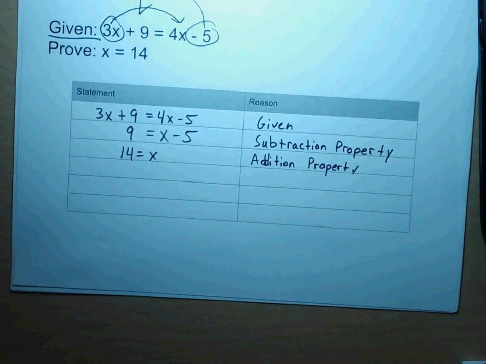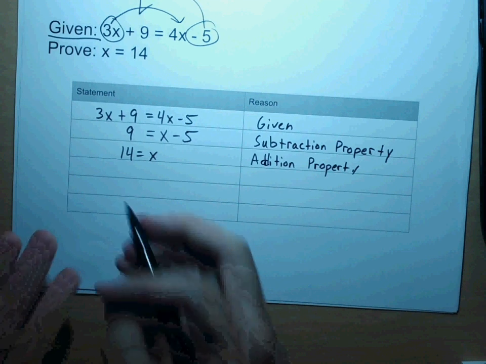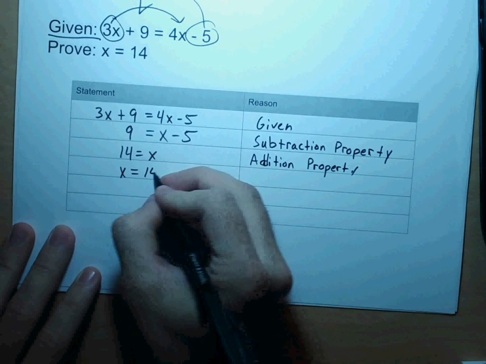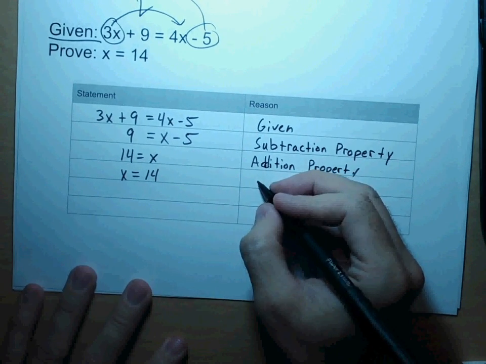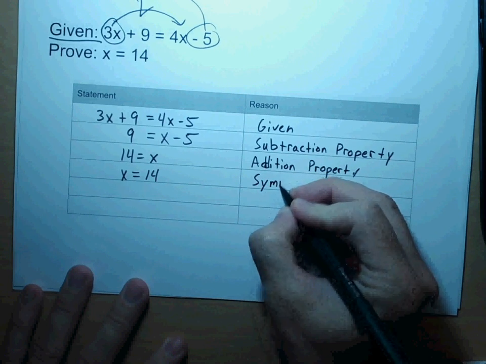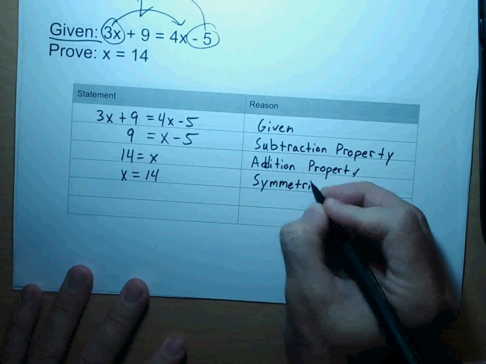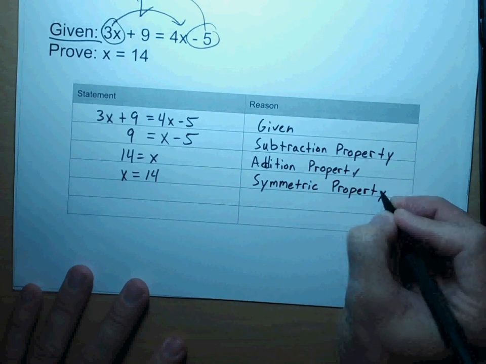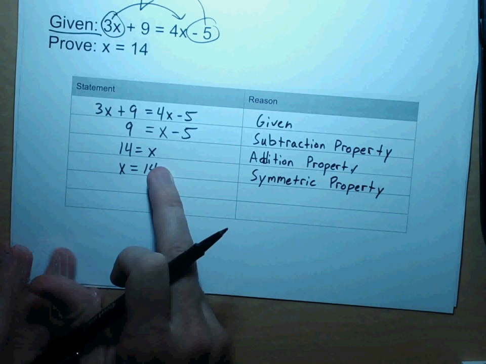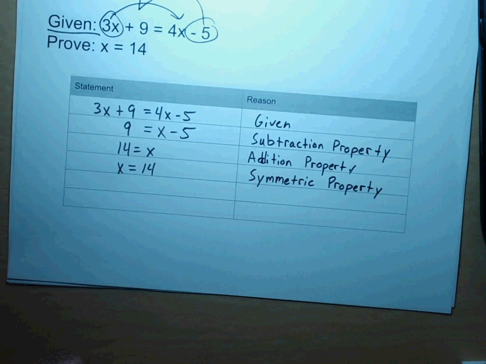Is that our answer? No, it's kind of our answer. 14 equals x. Yeah, but we wanted to say x equals 14. So the reason behind that would be the symmetric property. What is symmetric? It means if 14 equals x, then x also equals 14. That justifies why we're able to flip it around.